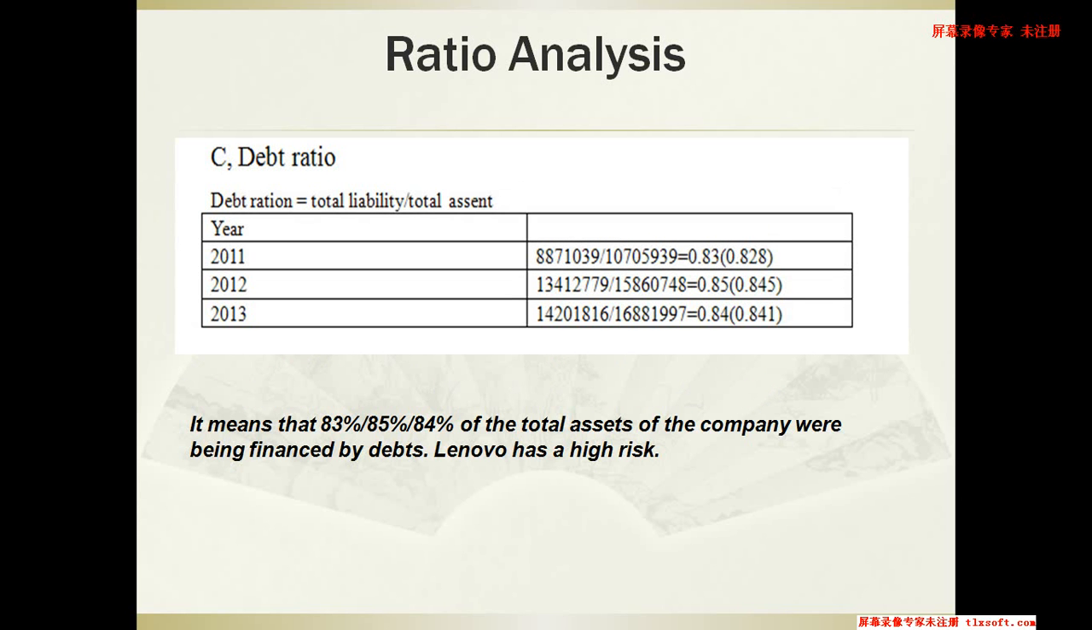Now we are looking at debt ratio. In this data, we can easily find out that the Lenovo company from 2011 to 2013 had a very high debt ratio. They have a very high risk because of the high debt ratio.